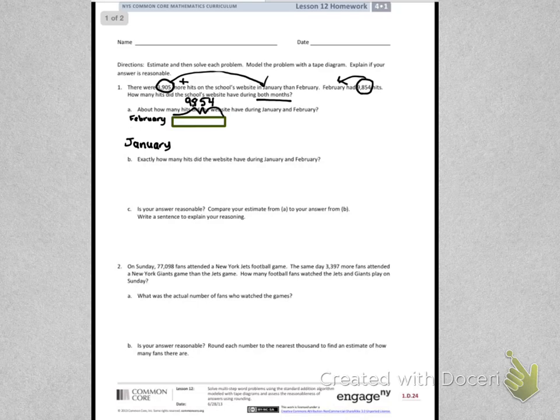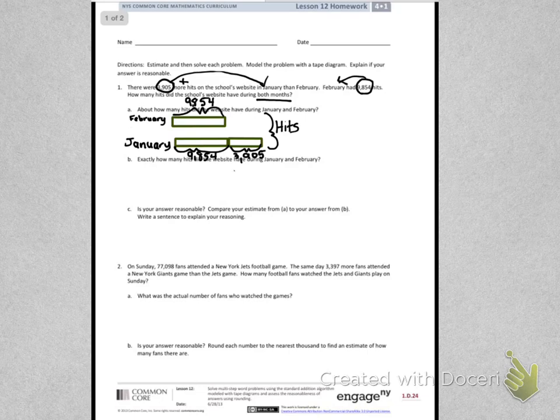So we need to make sure that we include our February hits, plus we're going to add on to that our January hits. So I'll go ahead and fill those numbers in. So this tape diagram represents February having 9,854 hits and January having 3,905 more hits than February. So altogether, this is the hits from the website.